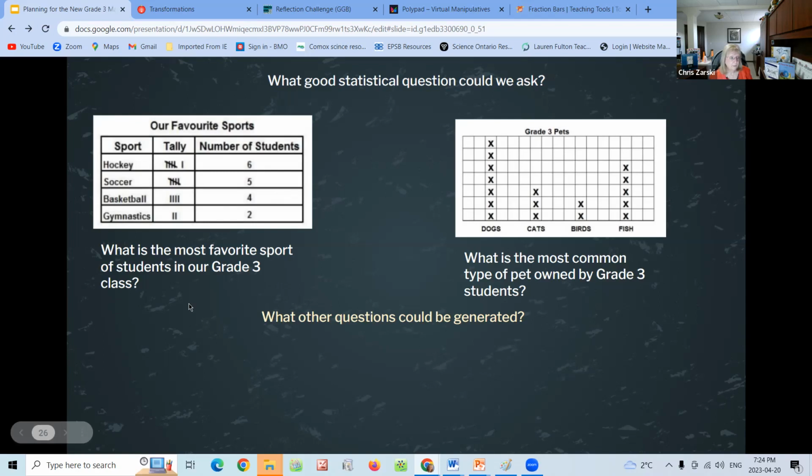So someone went through, here's some secondhand data. They went through and they were talking about with grade 3 students, our favorite sport. And you see that there's an example that comes up. And I see there's hockey, soccer, basketball, and gymnastics. And here were the results that they got. So what do those results tell us?